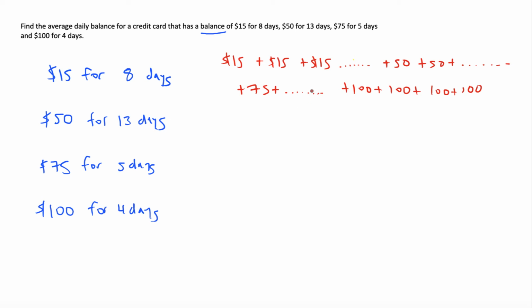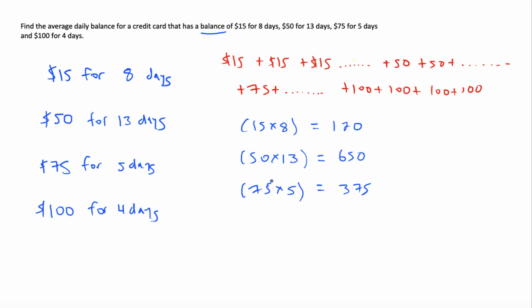But then, do you really want to do that? Do 15 plus 15 plus 15 plus 15 8 times, and then plus 50 plus 50 plus 50 plus 50 13 times? I mean, if you want to, you can. But there's a mathematical way to do this. If there's $15 for 8 days, then we just multiply these together. So 15 times 8 gives us 120. And then 50 times 13 gives us 650. And then 75 times 5 gives us 375. And then 100 times 4 gives us 400.